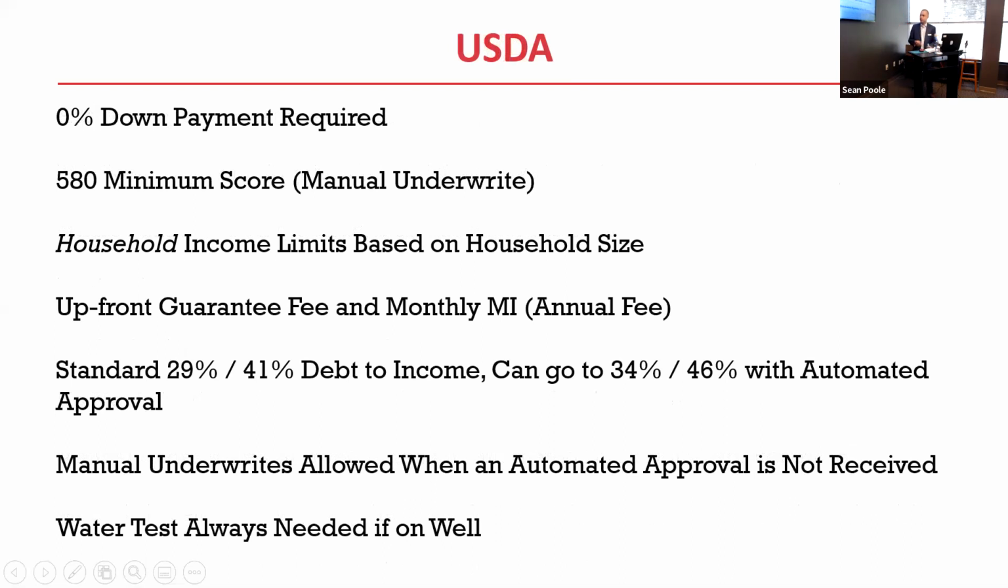USDA is the third government loan type that we're looking at, and that's no down payment required. There are obviously area restrictions when it comes to that, and it has household income limits. So this is different than conventional, FHA, VA. There are household income limits based on the household size and the area you're buying in. So if you're buying in Raleigh, compared to, let's say, Nash County and the Rocky Mount area, you can have more income in Raleigh than you can in that area. So the income limits vary depending on the area that you're buying in.